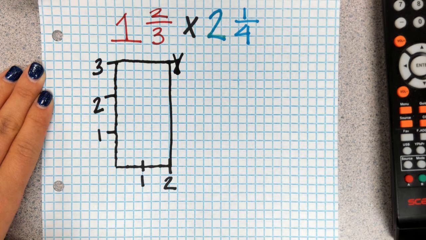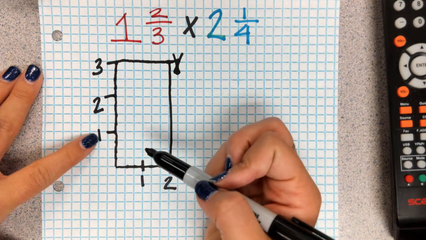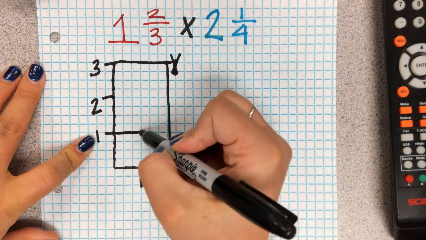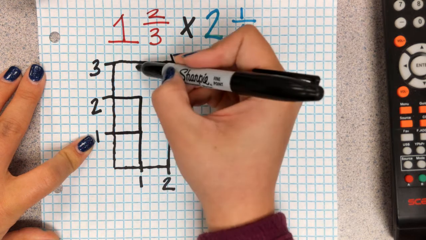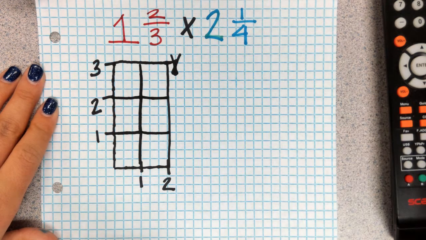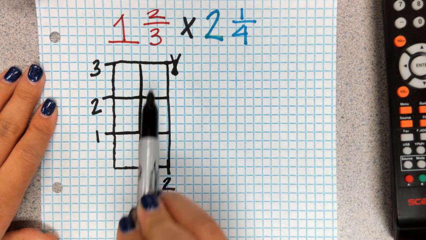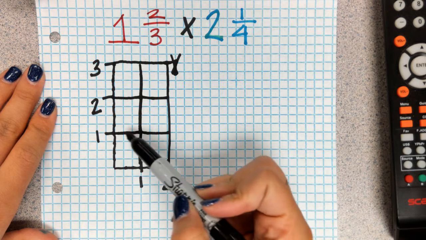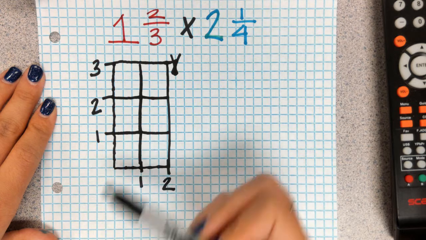Next step is I want to make my wholes within my area model by connecting one whole from the left side to one whole in the bottom. So now inside my area model, I have a total of 1 2 3 4 5 6 wholes. Within each of those wholes, we have 12 squares.